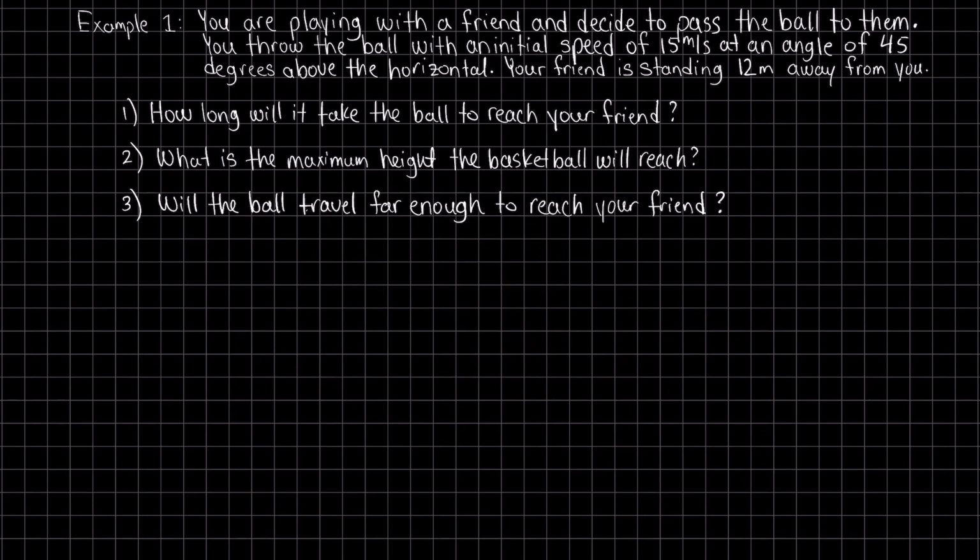So let's go ahead and read our first example. It reads, you are playing with a friend and decide to pass the ball to them. You throw the ball with an initial speed of 15 meters per second at an angle of 45 degrees above the horizontal. Your friend is standing 12 meters away from you.